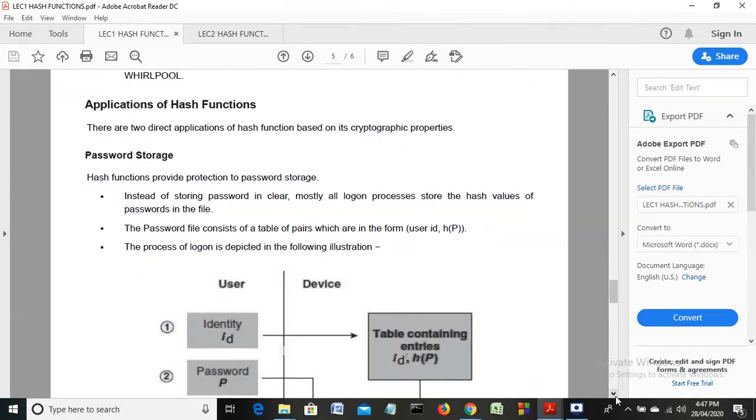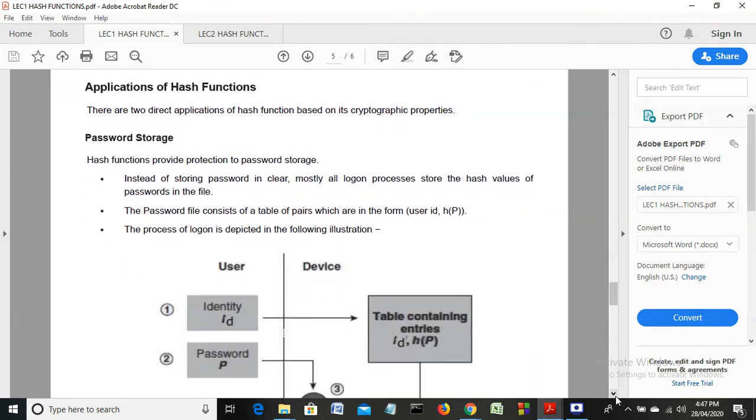Now let's see applications of hash functions. An application of a hash function is password storage. Instead of storing the password, the hash value of the password is stored in the file. The password file consists of a table of pairs in the form of user ID and h(p). The process of login is described in the process.